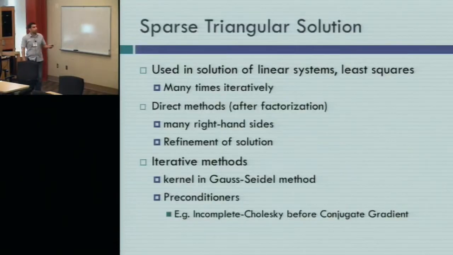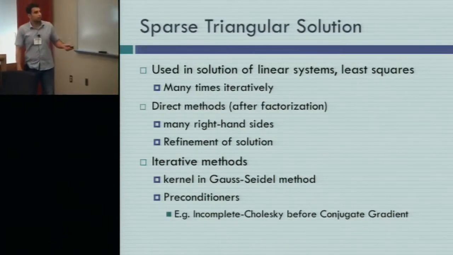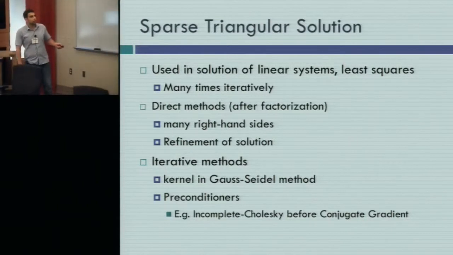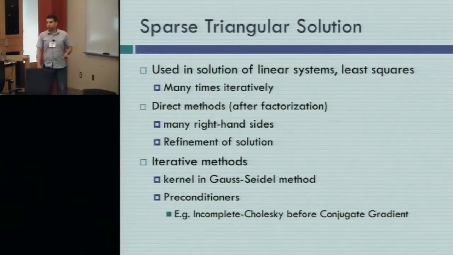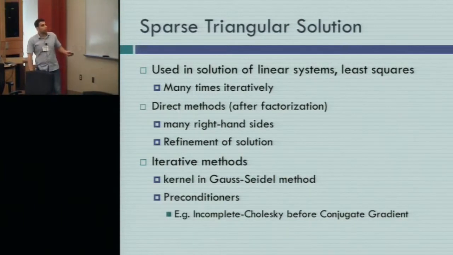Sparse triangular solution is used in many methods of linear systems and least square problems. It's oftentimes done iteratively. You have to solve the same system over and over again. In direct methods of solving linear systems, it's used after factorization of the matrix into two triangular matrices with many right-hand sides. Sometimes you do it several times to refine the same solution for better numerical conditions.